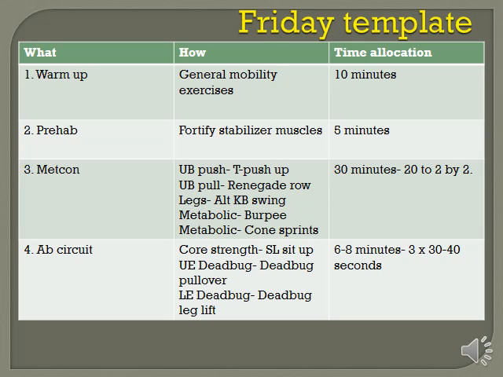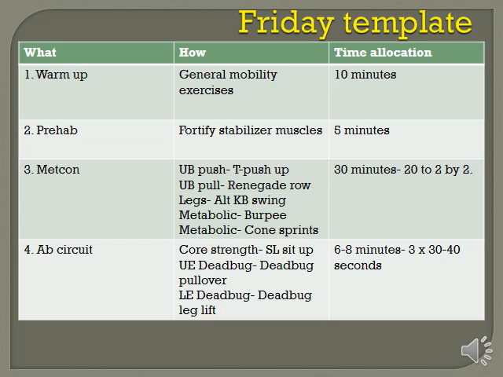And so Friday, we're going to do a longer-based Metcon. Again, same warm-up, same prehab, but for our Metcon, this is just a circuit of exercises that are designed to get the heart rate up. Basically, what we're going to do on this day is keep our heart rate aerobic for 30 minutes.